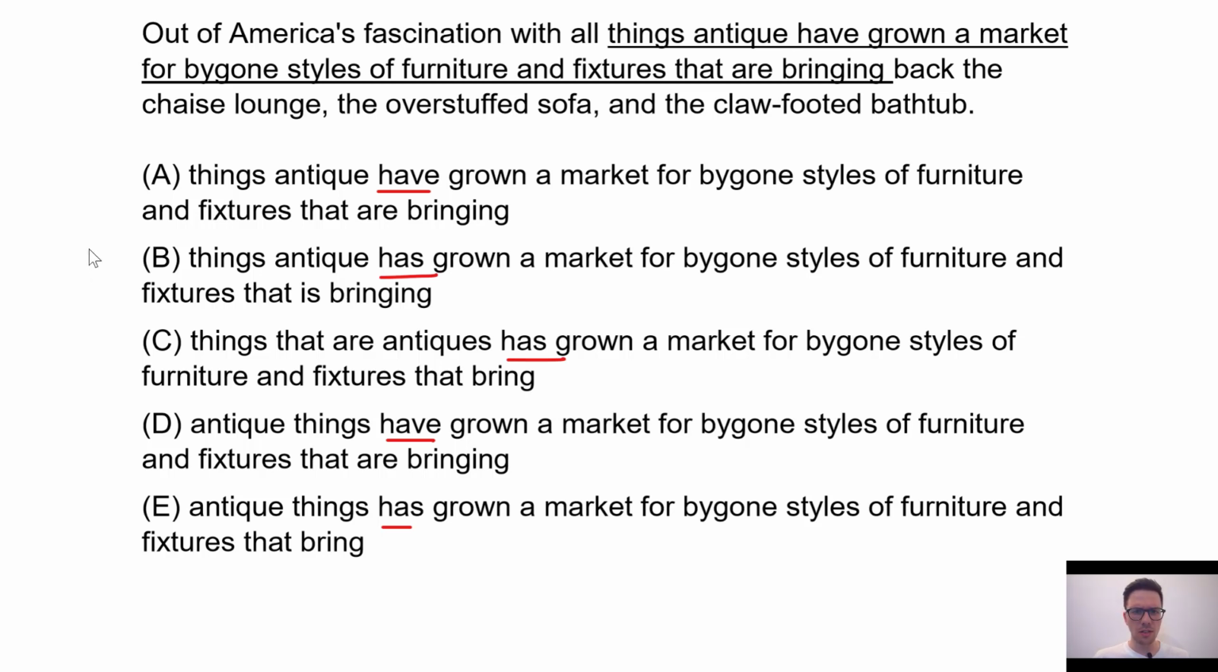Now, online, I've seen a lot of people confused, thinking that things or antique is the subject of the verb have grown. Now, that is not the case. Why is that not the case? Well, there's a simple rule that you really need to know. It will stand you in good stead in the GMAT. The rule is that the subject of a main verb is never in a prepositional phrase.